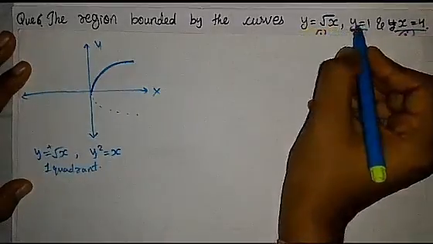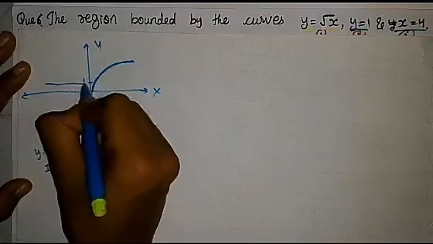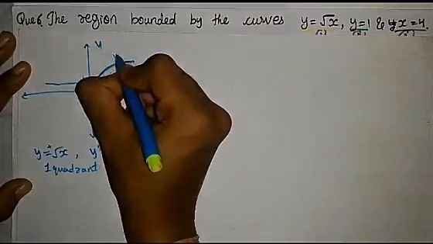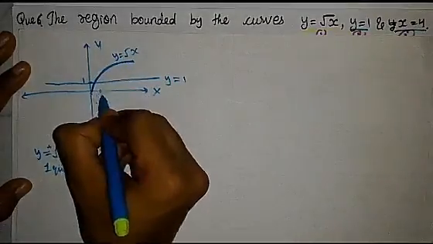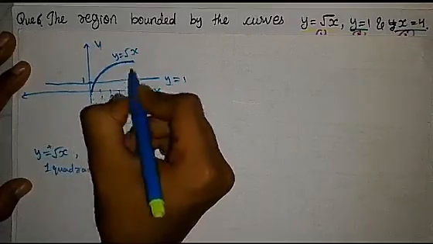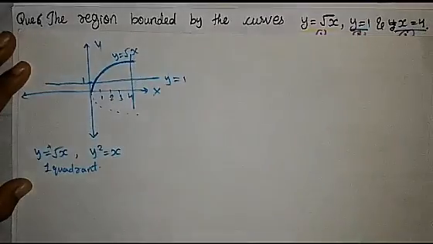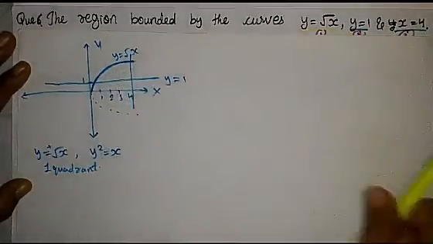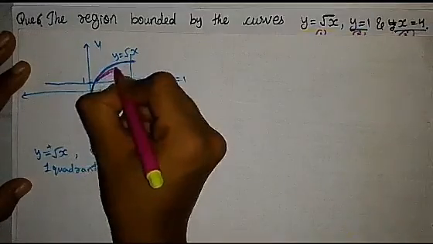We are also given line y is equal to 1. So this line is y is equal to 1. This is y is equal to root x. We are also given x is equal to 4. So x 1, 2, 3 and this is x is equal to 4. So now we have to find the region bounded by these three curves. So which is the region? This one is the region.